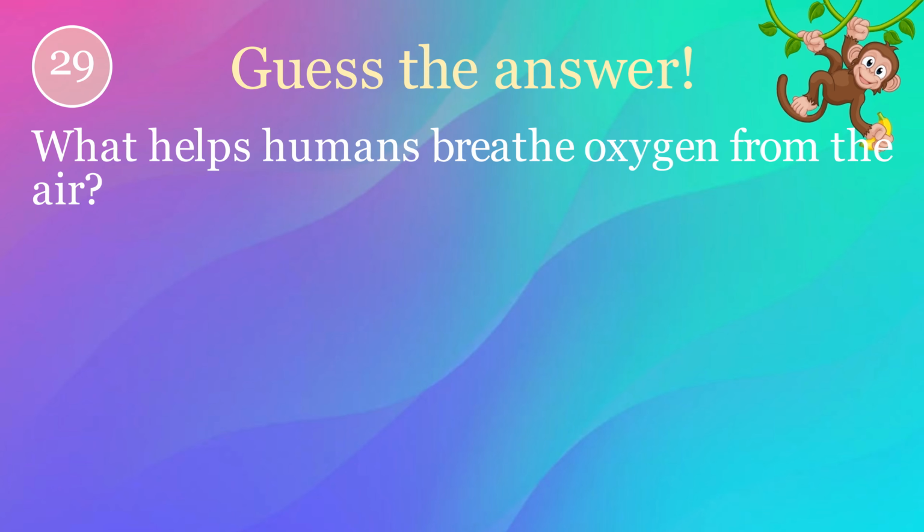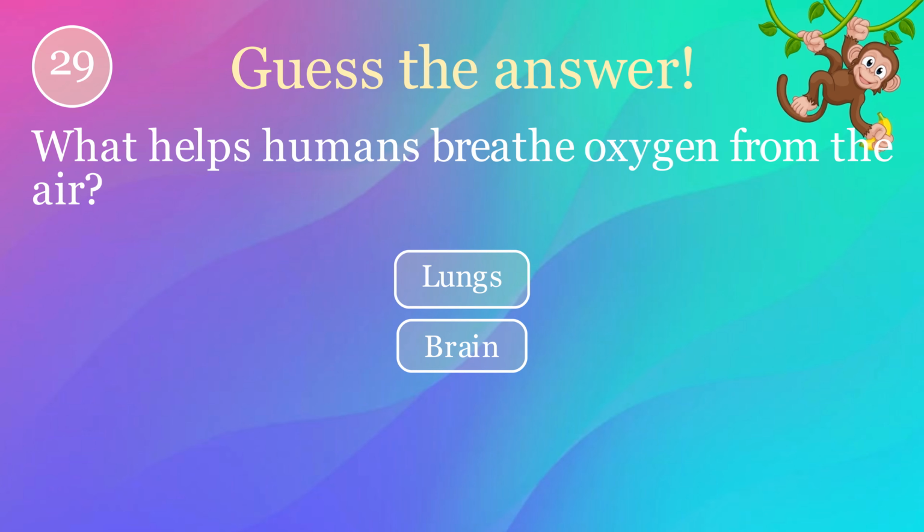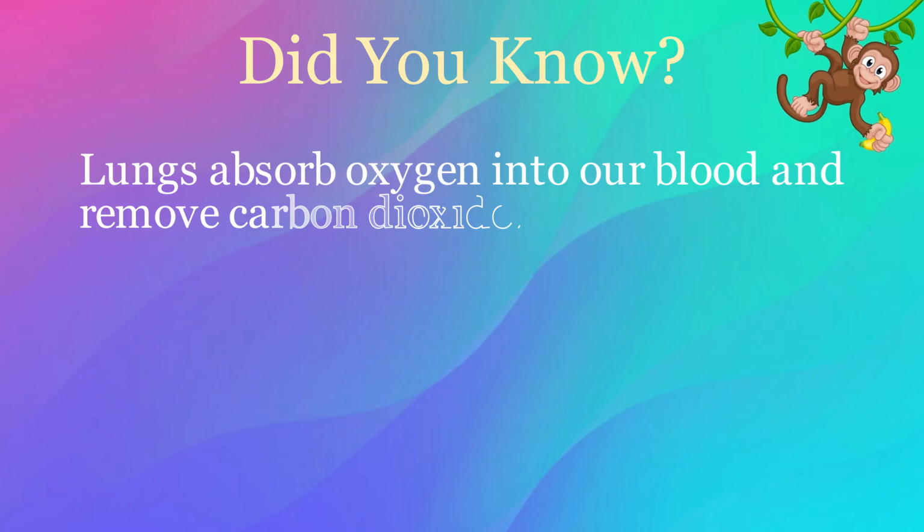What helps humans breathe oxygen from the air? Lungs. Brain. Heart. The correct answer is lungs. Here's an interesting fact: lungs absorb oxygen into our blood and remove carbon dioxide.